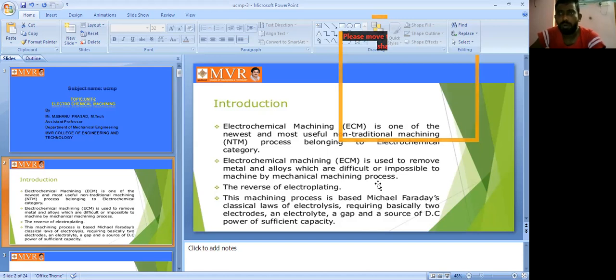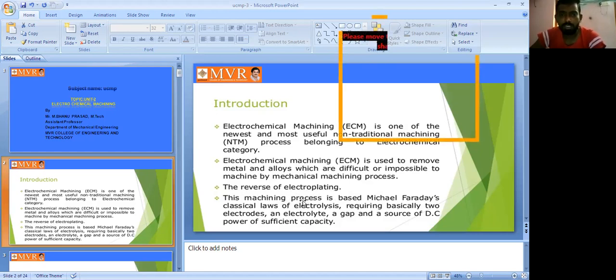It is used for alloys and difficult materials, where conventional machining processes cannot do the job. That is one of the benefits. It is the reverse of electroplating.